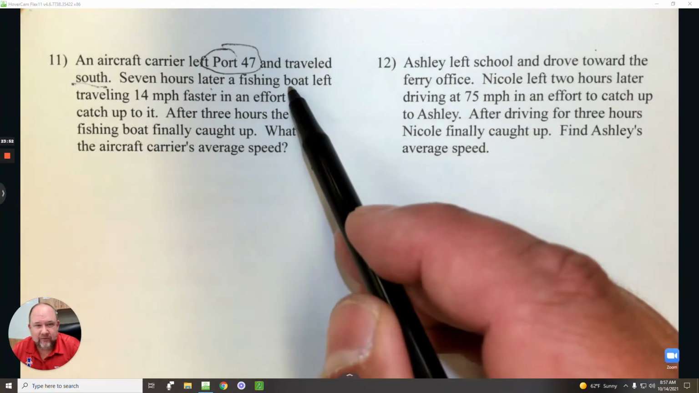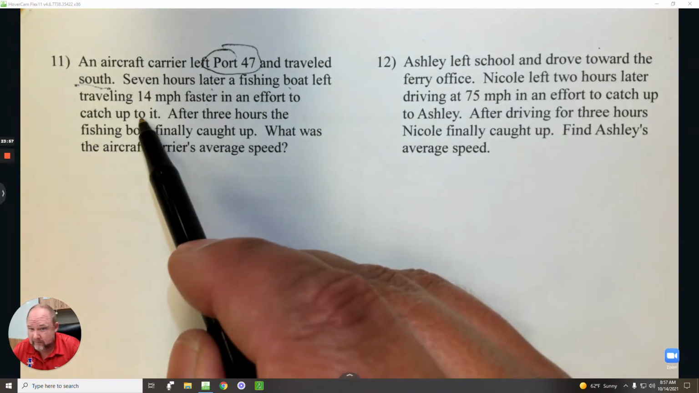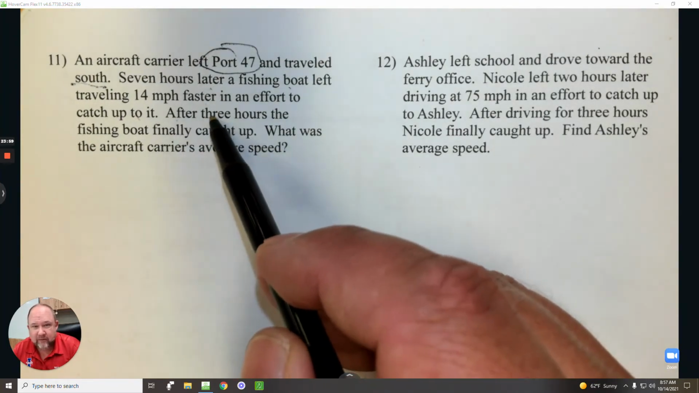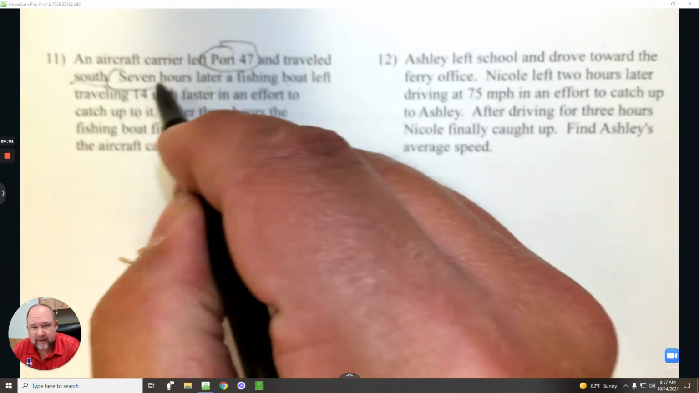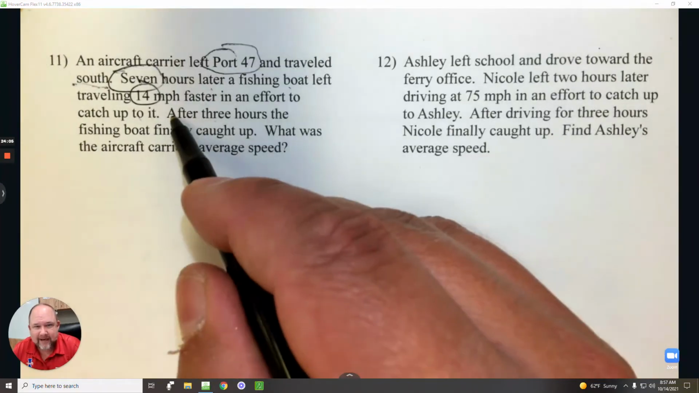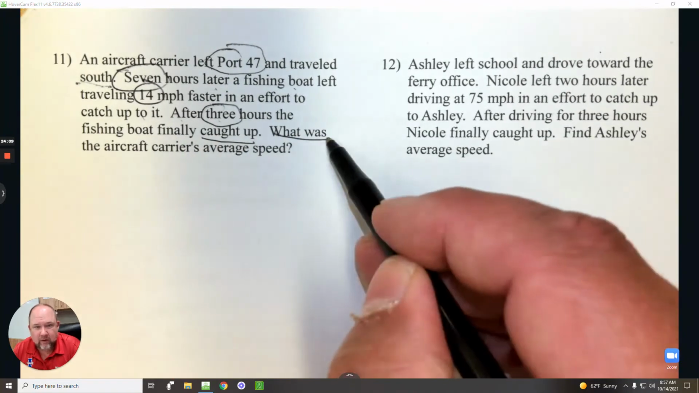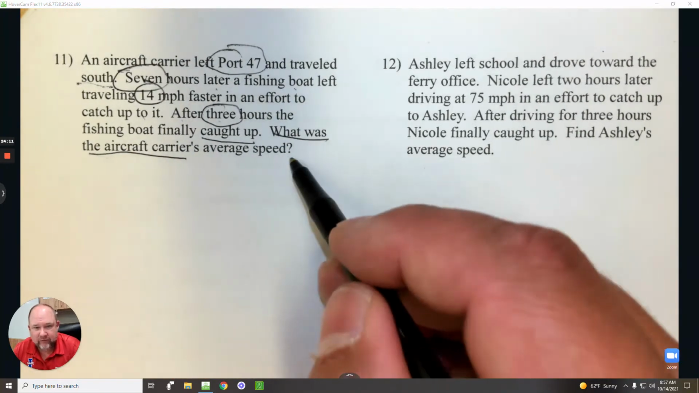7 hours later, a fishing boat left traveling 14 miles per hour faster in an effort to catch up to it. After 3 hours, so let's see what numbers do matter. 7 hours matters, 14 miles per hour matters. After 3 hours, the fishing boat finally caught up. And then the question, what was the aircraft carrier's average speed?